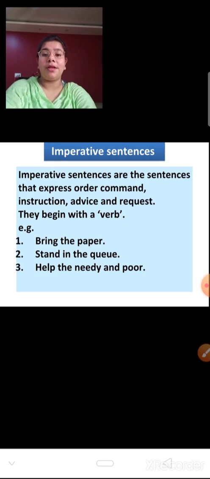Second example, stand in the queue. Now it also starts with the verb stand. Help the needy and poor. The third example also starts with the verb, that is help. So always remember, imperative sentences are the orders, commands, instructions, advice, requests, and they always begin with the verb.